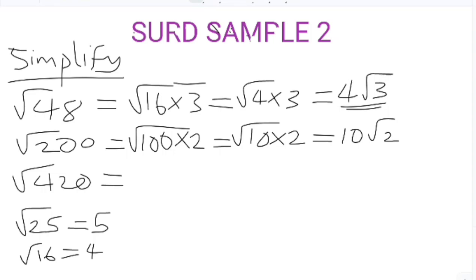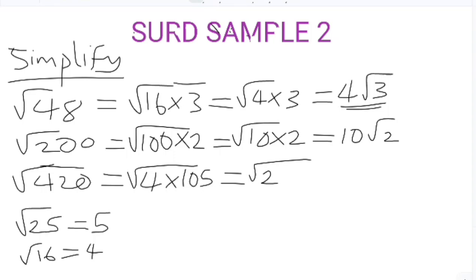And for the last question, we're given 420. That's the square root of 420. 4 times 105 would give us 420, and so the square root of 4 times 105. And if we go further, the square root of 4 is actually 2, isn't it? So we'd have 2 times 105, and remember we'll bring out the 2, the square root of 105, and this is your final answer.